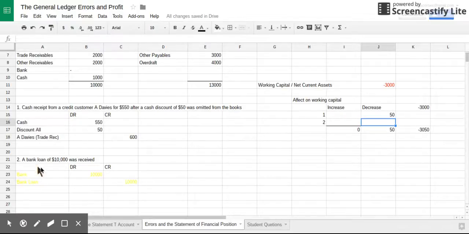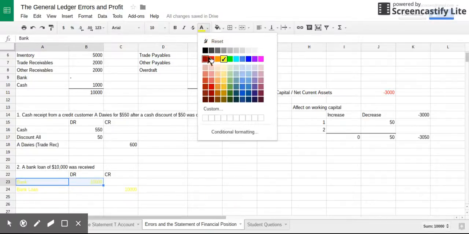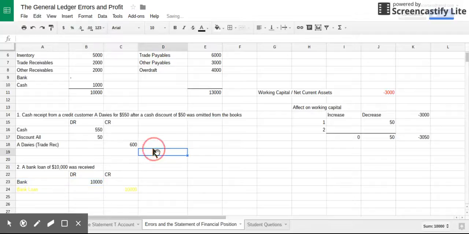Next one, a bank loan of $10,000 was received. And first of all, the obvious thing is the bank overdraft is going to disappear, and they're going to have $6,000 in the bank after this transaction has taken place, because bank loan and bank, don't forget, are two separate items. So in the current account, there's going to be an increase of $10,000. So that bit looks like it's going to increase the working capital.